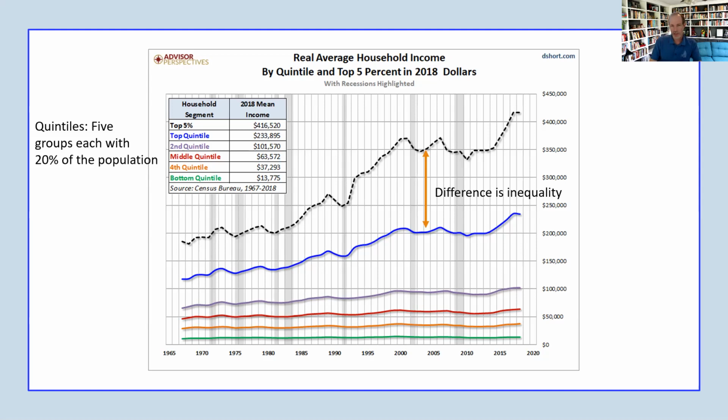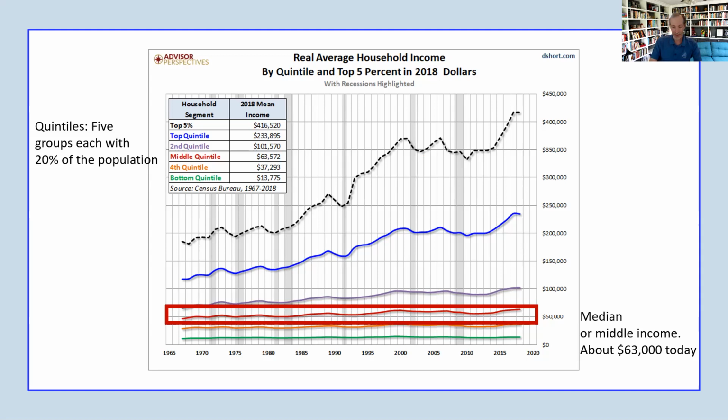I should say maybe average wasn't the best thing to pick here, but I'm constrained by the charts that I can find. The point is exactly the same. Your numbers might differ a little bit if you're looking at median income versus average income. Don't worry about it.